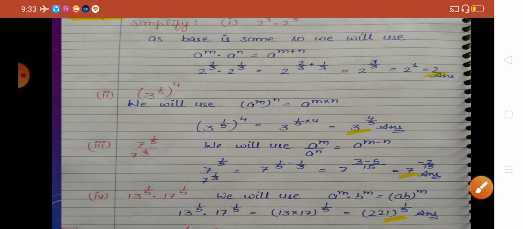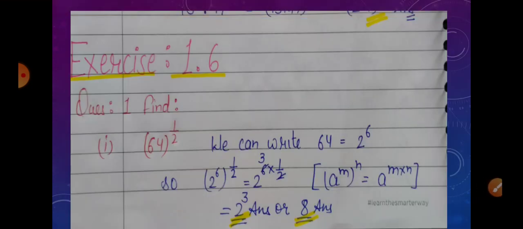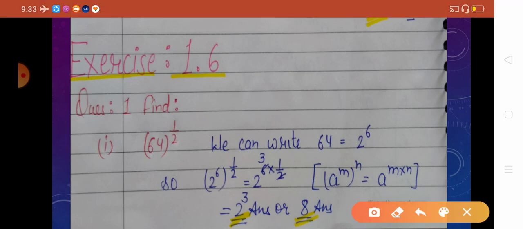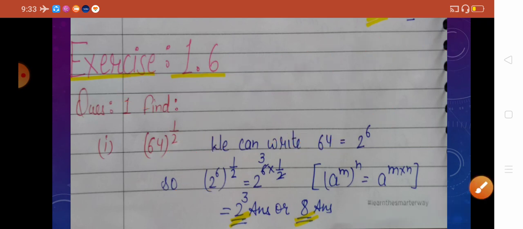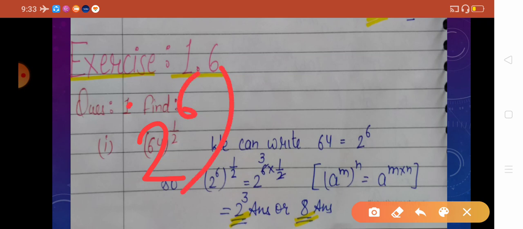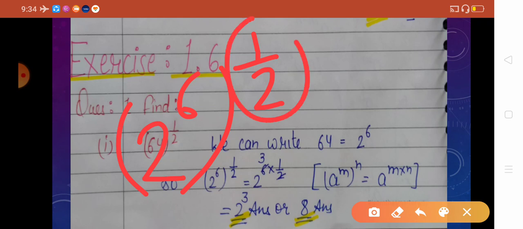Now let us start our exercise. The first question is find the value of 64 raised to power 1 by 2. We can write 64 as 2 raised to power 6. Whenever 2 is multiplied 6 times, we will get 64. So in place of 64 we will write 2 raised to power 6. So it will become 2 raised to power 6, the whole raised to power 1 by 2, because the power 1 by 2 is given in the question, and we have written 2 raised to power 6 in place of 64.